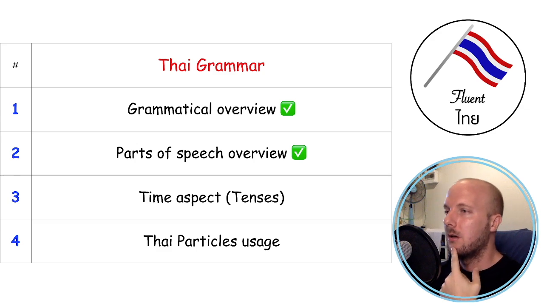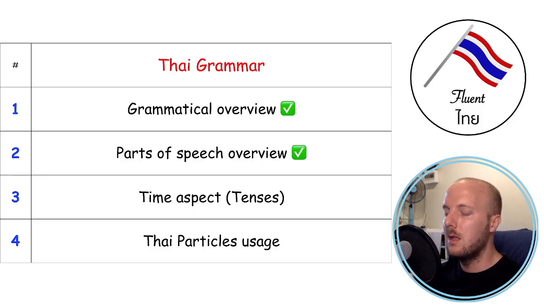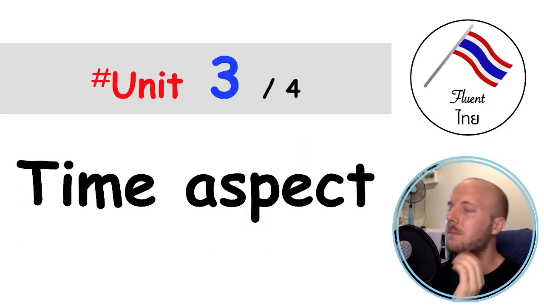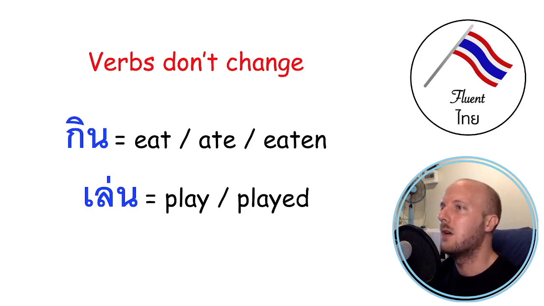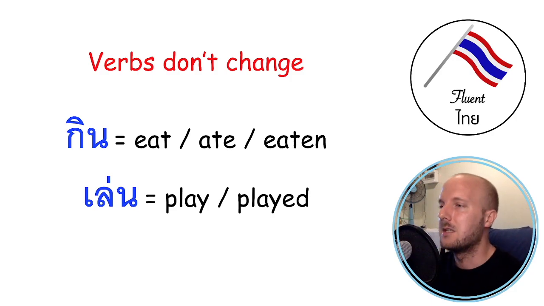Okay, so next let's go to time aspect. Lessons 3 and 4 are the main differences of Thai grammar when compared to English, so we're going to spend a bit more time on them. Time aspect, unit 3. Verbs don't change. We talked about this, but just to clarify again. For example, gin in English would be eat, ate, eaten. It would be all 3. In Thai, you don't change. It's just gin. And len would be play or played. It never changes. There's no different kind of form, unlike in English.